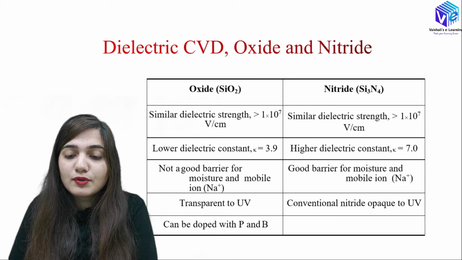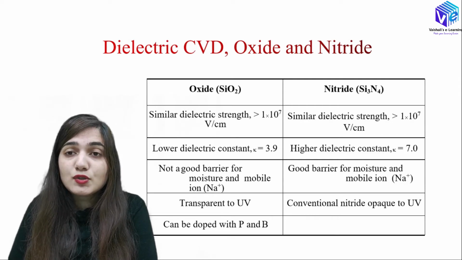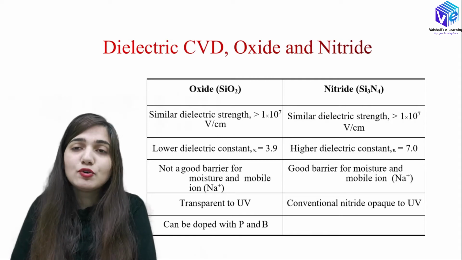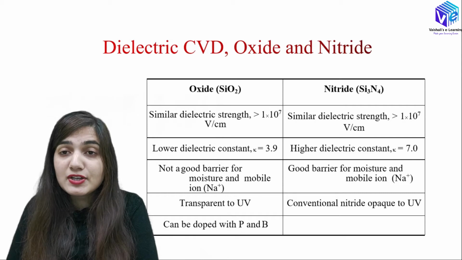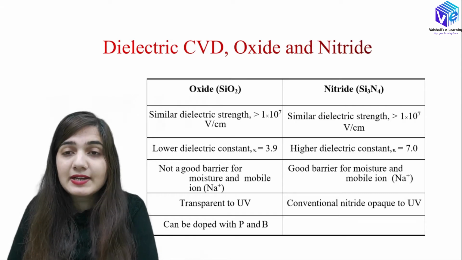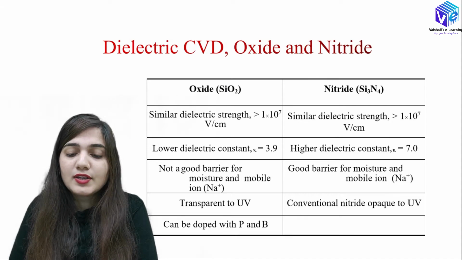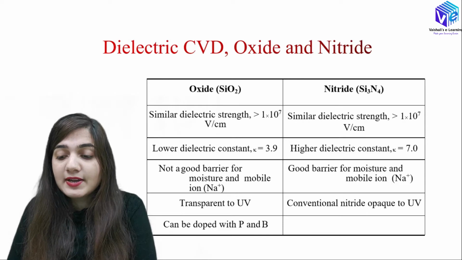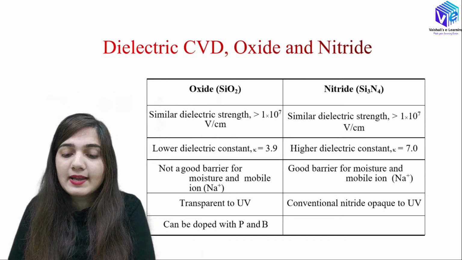The oxide is not a very good barrier for moisture and mobile ions, which are the sodium ions. Sodium ions can penetrate inside, and I am going to tell you what the disadvantage of the penetration of the sodium ion inside the layer is. So it is not a good barrier. It can allow the moisture or the mobile sodium ions to go inside. But silicon nitride is a good barrier for moisture as well as the mobile ion.